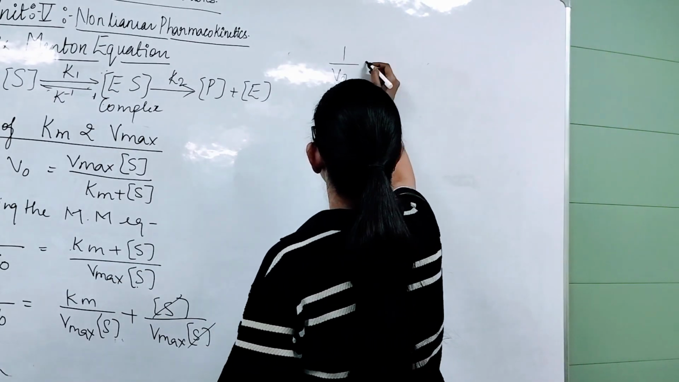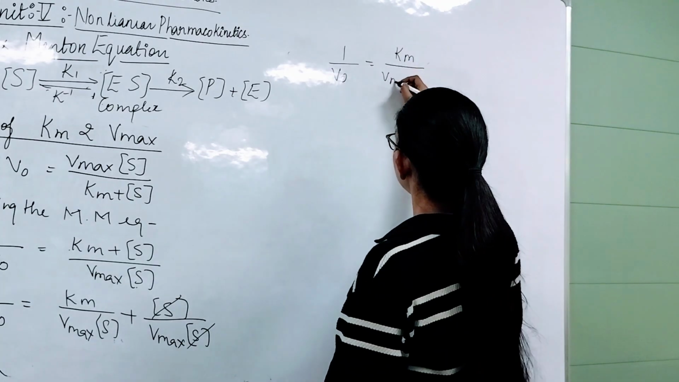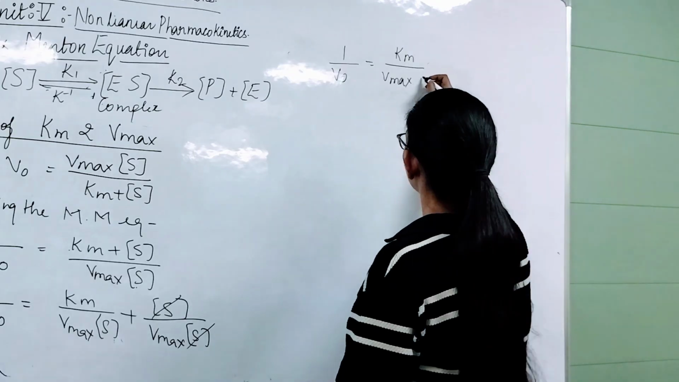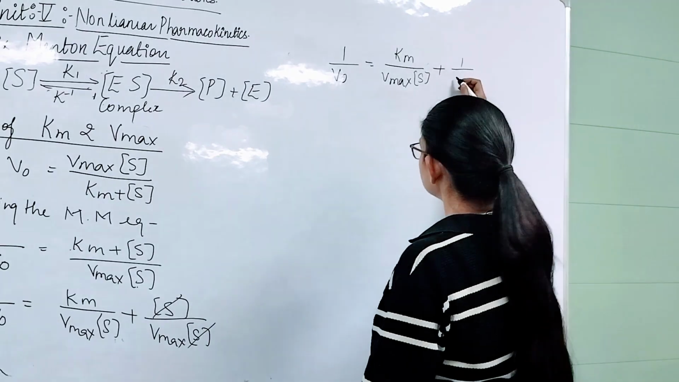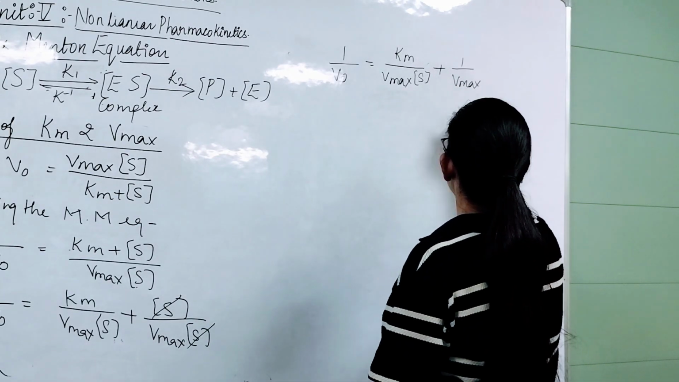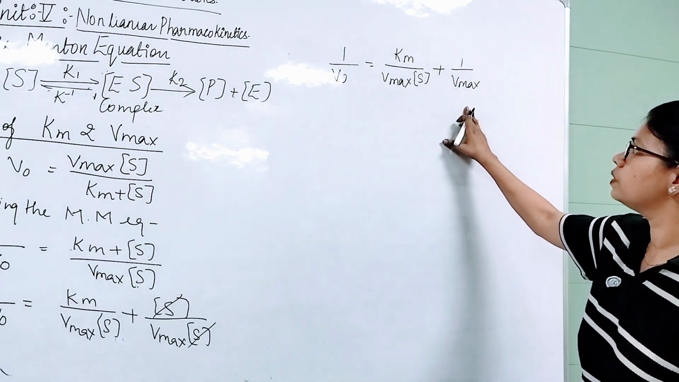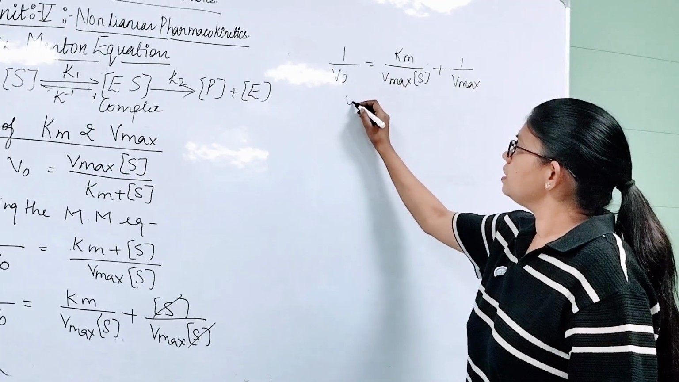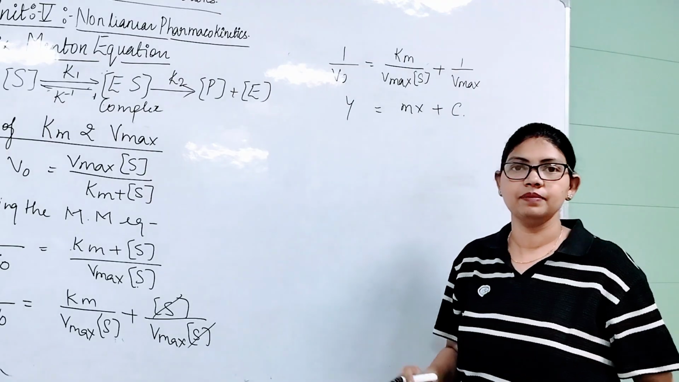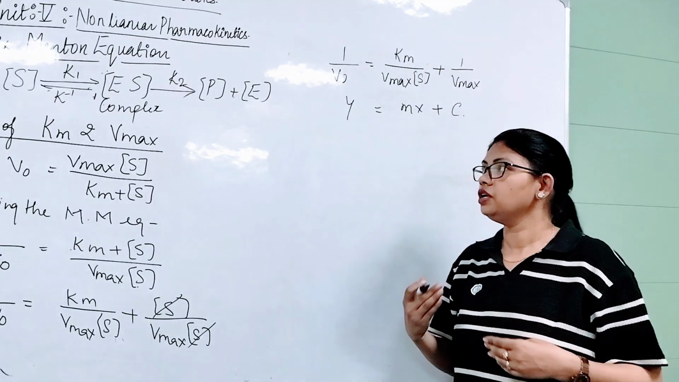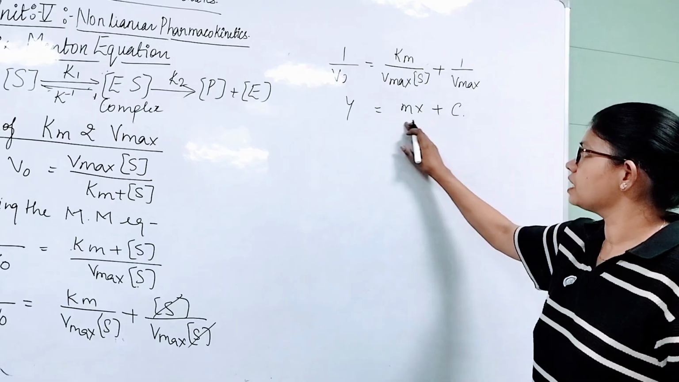1 upon V naught equals to Km upon Vmax into S plus 1 upon Vmax. So after reciprocating the Michaelis-Menten equation, we are obtaining this equation, and this will be equal to y equals to mx plus c. Because we want to calculate the parameters, we will try to equate the equation from the straight line equation. This is the straight line equation.